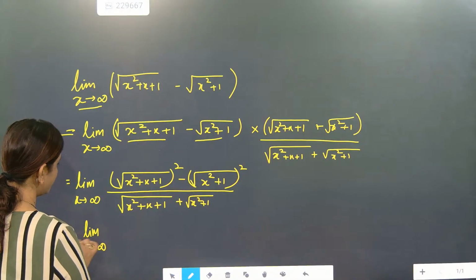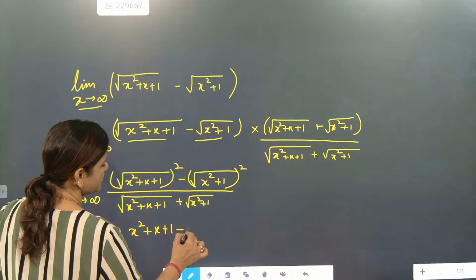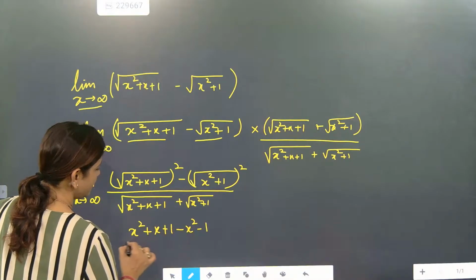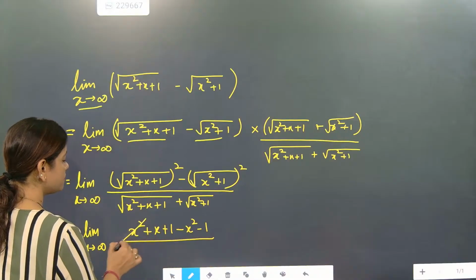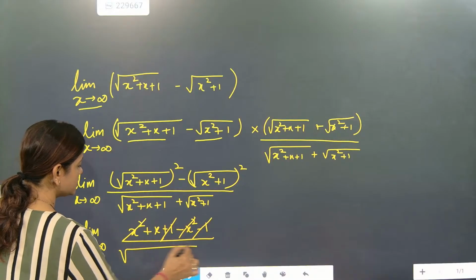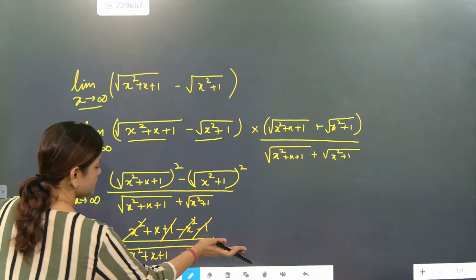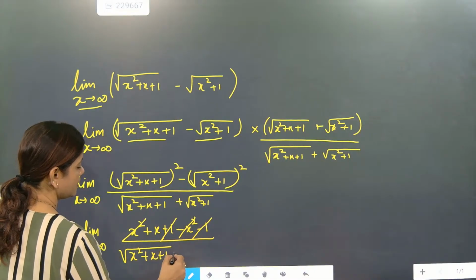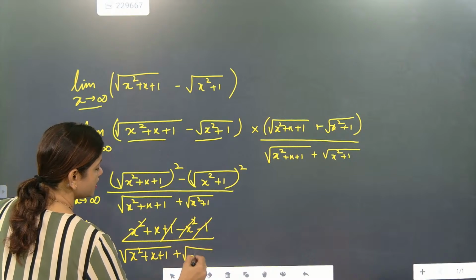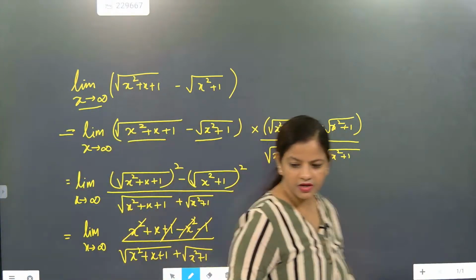Now what will it become? x square plus x plus 1 minus x square minus 1, divided by the denominator part. This and this cancel, this and this cancel. What is left here is root under x square plus x plus 1 plus root under x square plus 1. Still it is not out of our format.